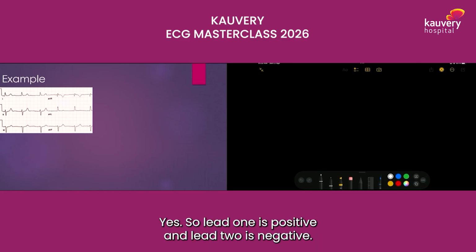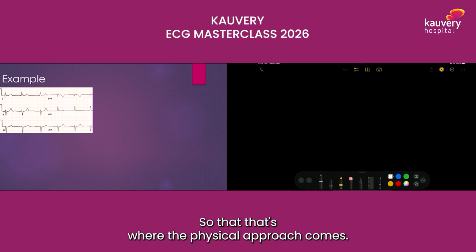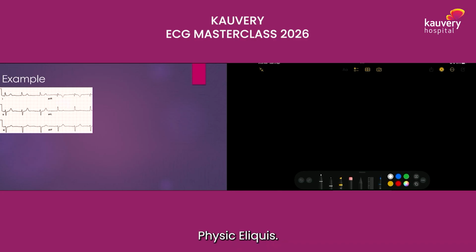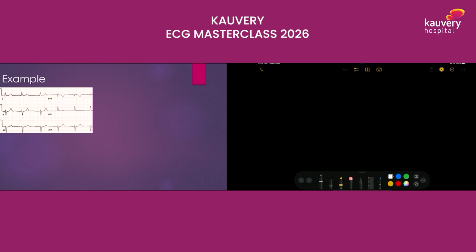Yes, so lead 1 is positive and lead 2 is negative. So mostly it can be a left axis. But can you tell exactly what the axis is? That's where the equiphasic approach comes in. So you tell me which of these 6 leads is equiphasic. Equiphasic means both positive and negative deflections are almost equal.